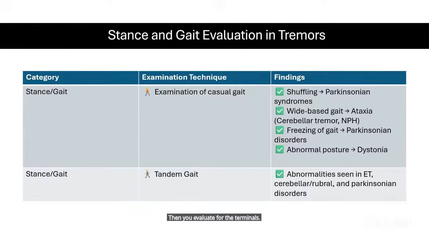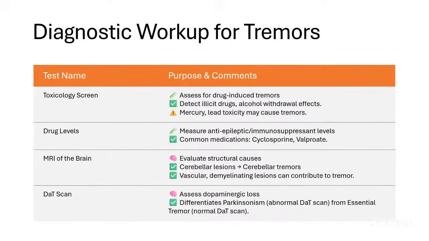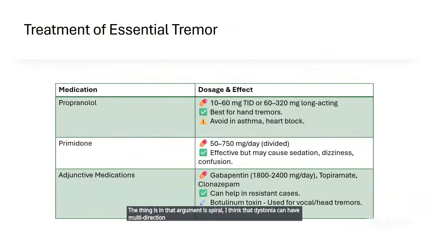Noel sir, anything to add? No, I think everything is covered. The thing is, in that Archimedes spiral, I think that dystonia can have a multidirectional axis, while essential tremor will have a unidirectional one.